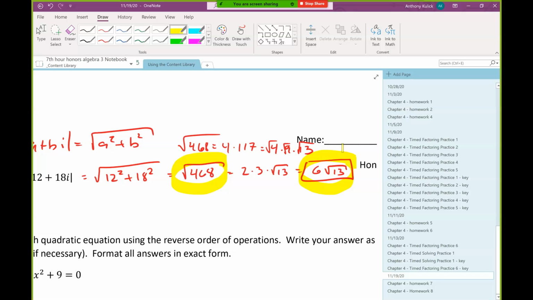Just keep in mind, if you were taking a standardized test or something, that's not how they would write the answer. They would write the answer as 6 square root 13. And that's how you get there, but I wouldn't expect that you're doing that right now. Eventually, yes, but for this section, or this chapter, no.